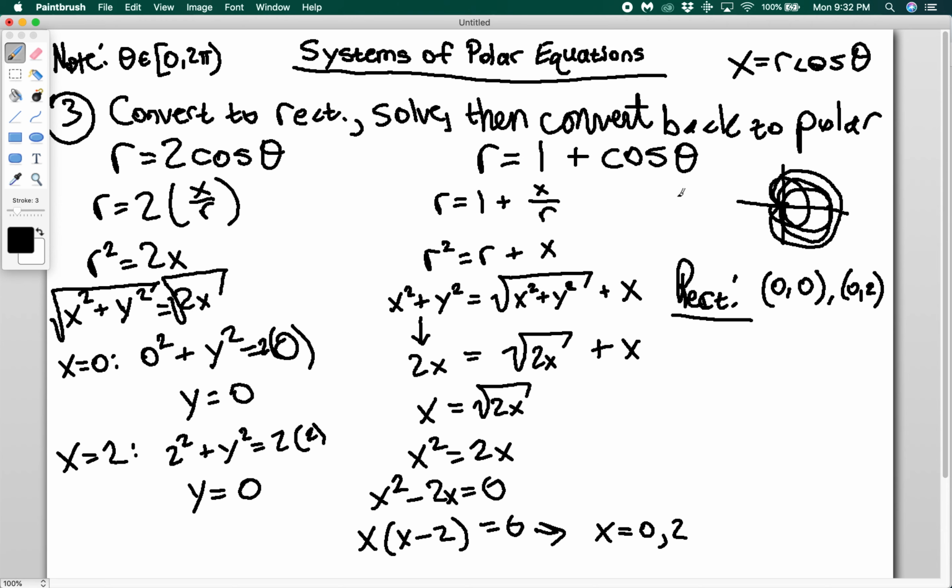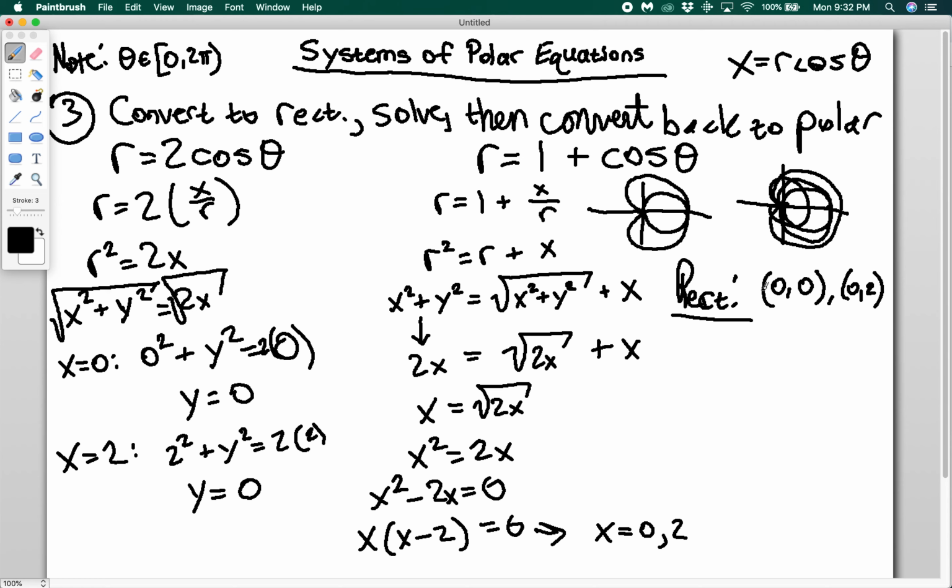Now, what that means for our graph is that I have a circle, and I have my cardioid like that. So it really does just touch the circle here and touch the circle here. So at 2 intersection points.